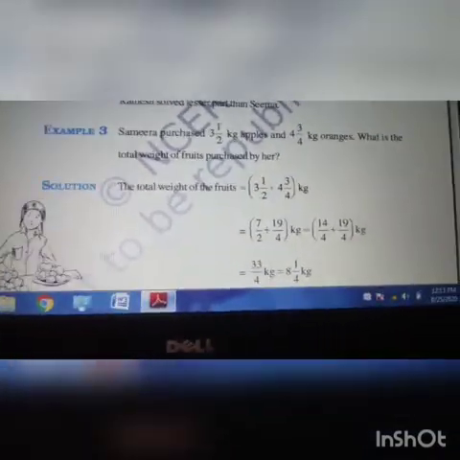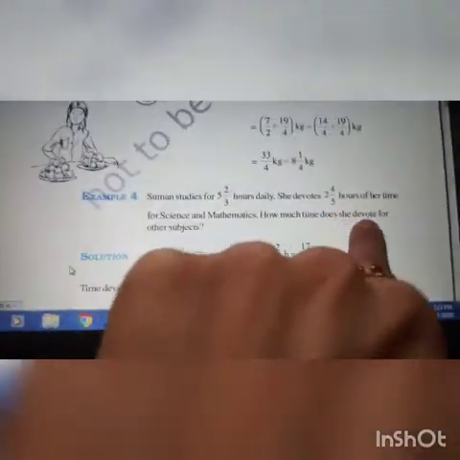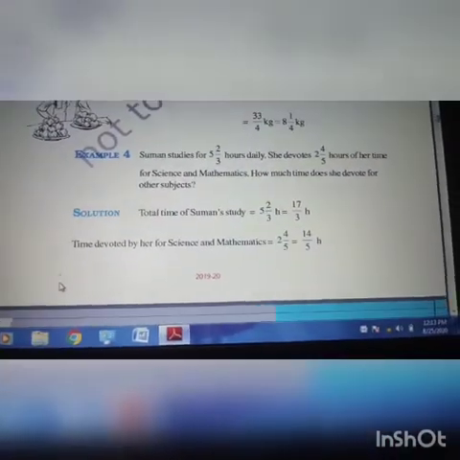Samira, this total. Total means what you will do? You will add both the fractions. That is the only difference. Then, how much does she devote for other subjects? Remaining subjects, what you will do? You will do the subtraction.